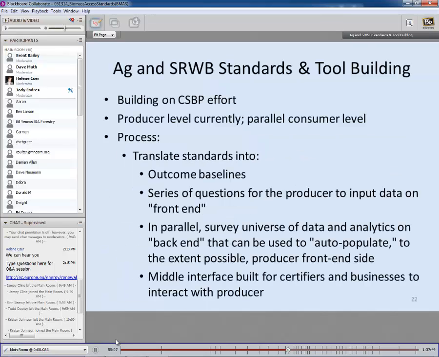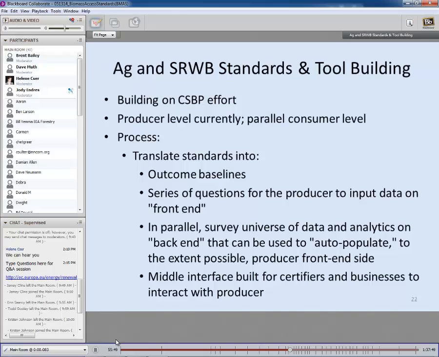I want to be able to get to the bulk of the presentation, which is the standards and tool building. And I'll save at the end the conventional forestry side of what we're doing as well. I'm going to focus momentarily on ag and short rotation woody biomass standards and tool building. Like Brent said, this is building on the Council for Sustainable Biomass Production effort, which was NRCS CIG funded. It submitted a report to USDA, and now this would be the next step in refining the standards a bit based on conditions that we see today in the market, but also operationalizing, or getting tools to implement, that standard that's on paper.